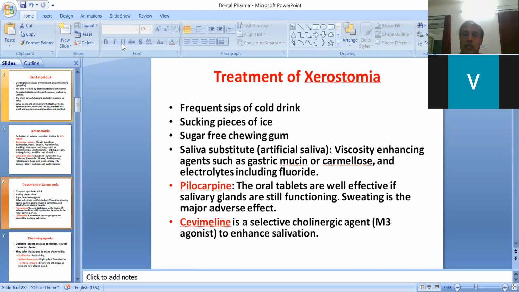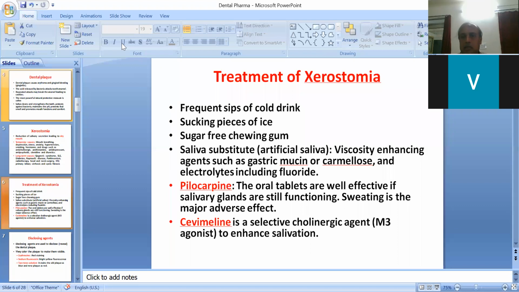The oral tablets of this pilocarpine are effective in promoting salivation. If the salivary glands are still functioning, they can increase the release, increase the salivation. They are also promoting other secretions. So sweating is the major adverse effect. A lot of sweating, that is the problem with pilocarpine in association with the salivation.